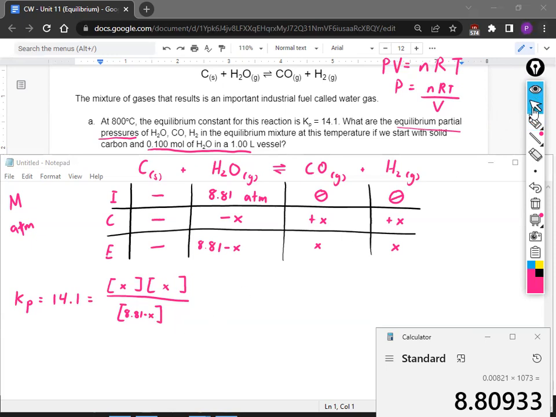Okay, so I'm gonna give you guys about 7 minutes to try this out. See if you guys can do the quadratic and figure out the final partial pressures for all of the gases. Okay, again, you're gonna need to know the quadratic formula, and I'll write it up here. No, negative b.